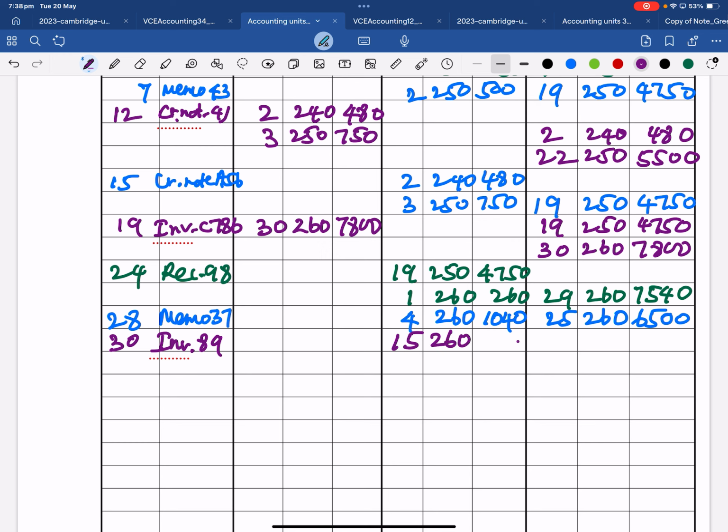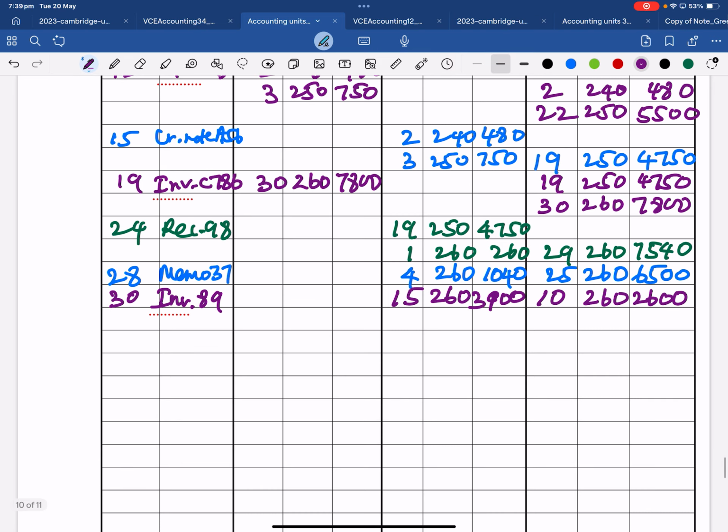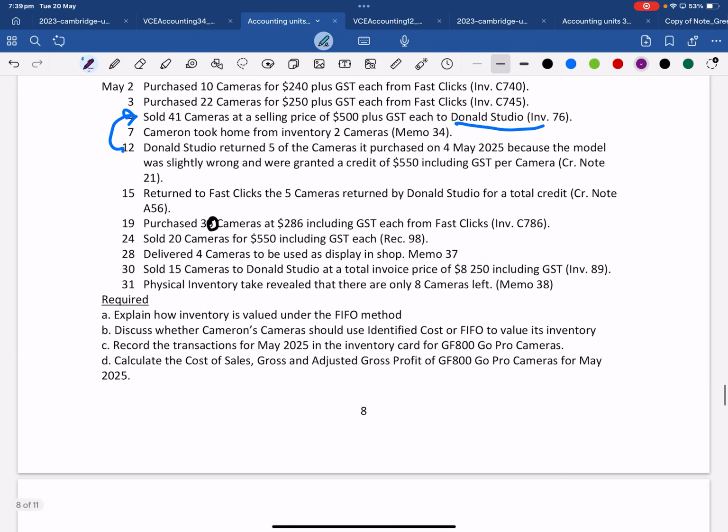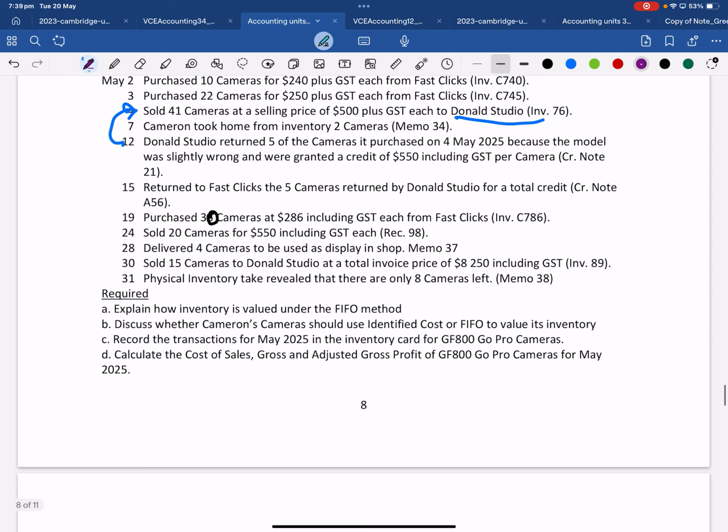15 at 260, yes? 3900. Then we have 10 at 260, which is 2600. Then 30th, then we have the last one, which is the inventory take. Reveal that there are only 8 cameras left.